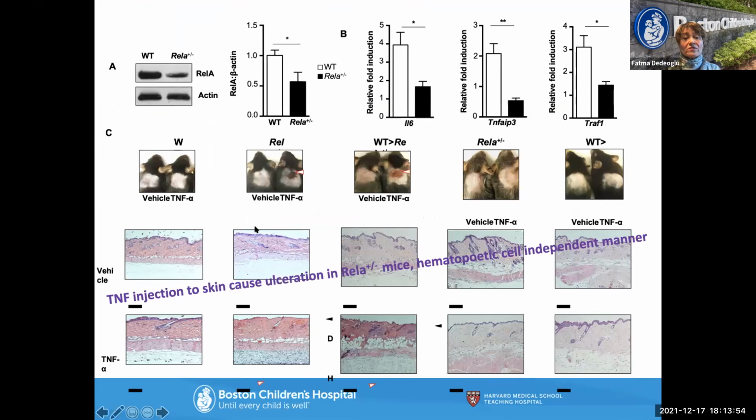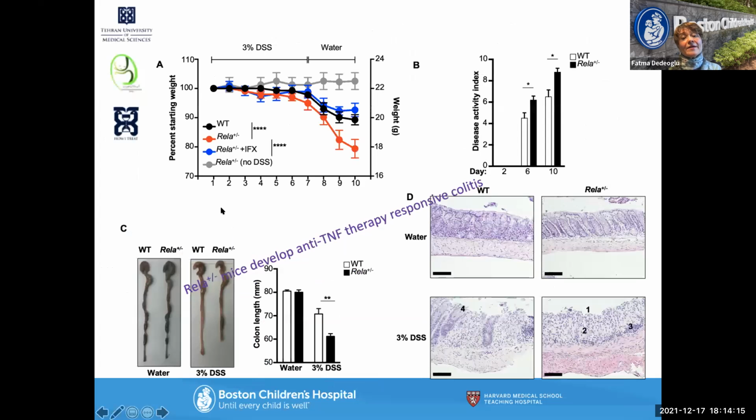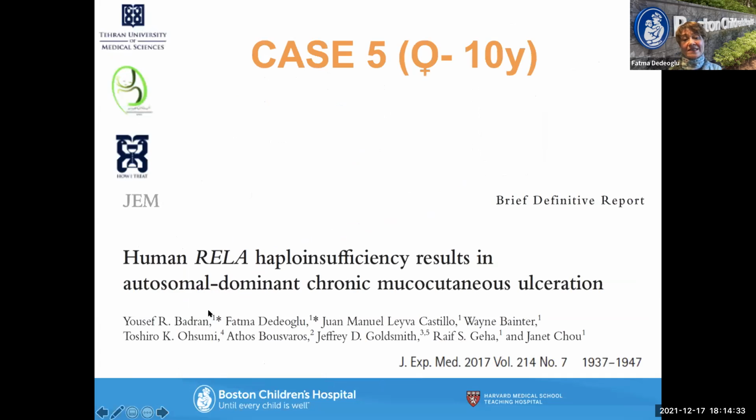And then we had a mouse model showing that injecting TNF into RELA haploinsufficient, heterozygous mice, while homozygous mice don't live, causes an ulcer on the skin, and it is through fibroblasts. Again, it is directly not hematopoietic stem cells. And we also showed that these mice develop a very severe form of ileitis and colitis, and they respond to anti-TNF therapy. And then this is the paper that has more details on it.